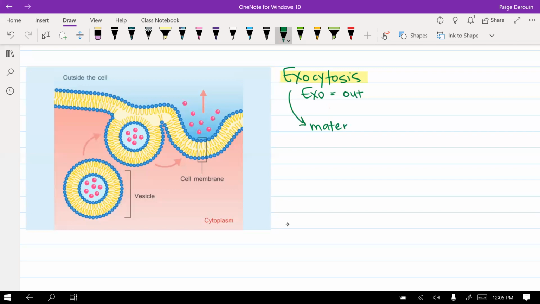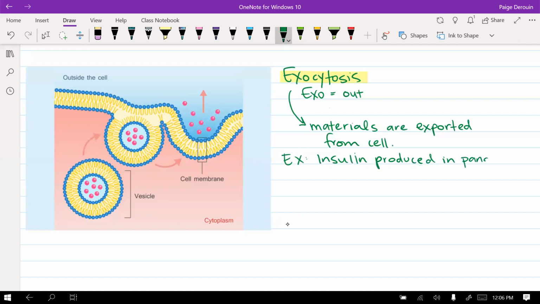So if I'm going to describe this, I'm going to say materials are exported from the cell. And my example is insulin produced in pancreas cells is shipped out into blood.